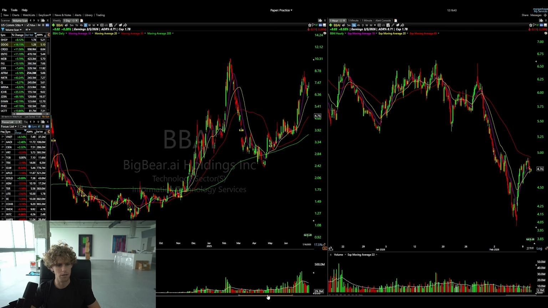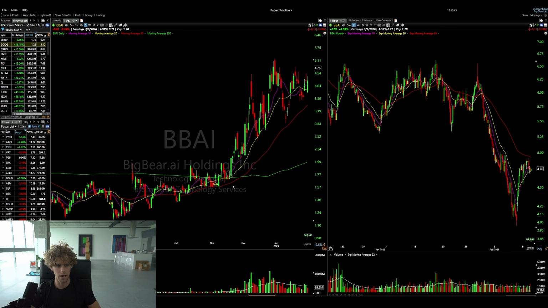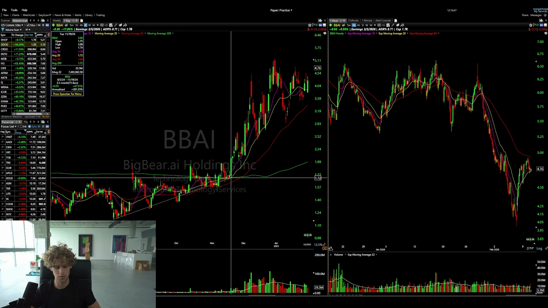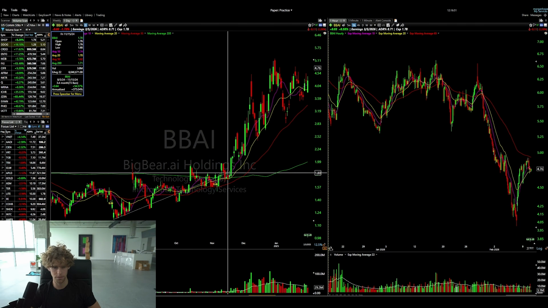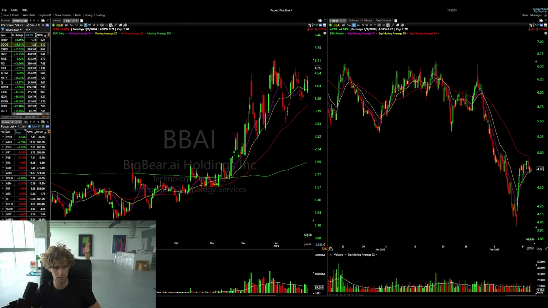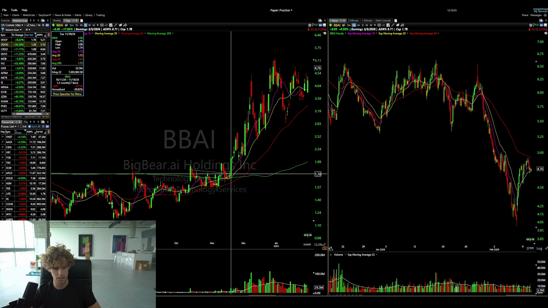BBAI, another really good example. Really good ping pong action here. See these higher lows this whole time, right? It was trickling up. This thing grew about 55% in 3.5 months, and then it pulls back here. You can see it tighten up a little bit here, and then it breaks out on this day.